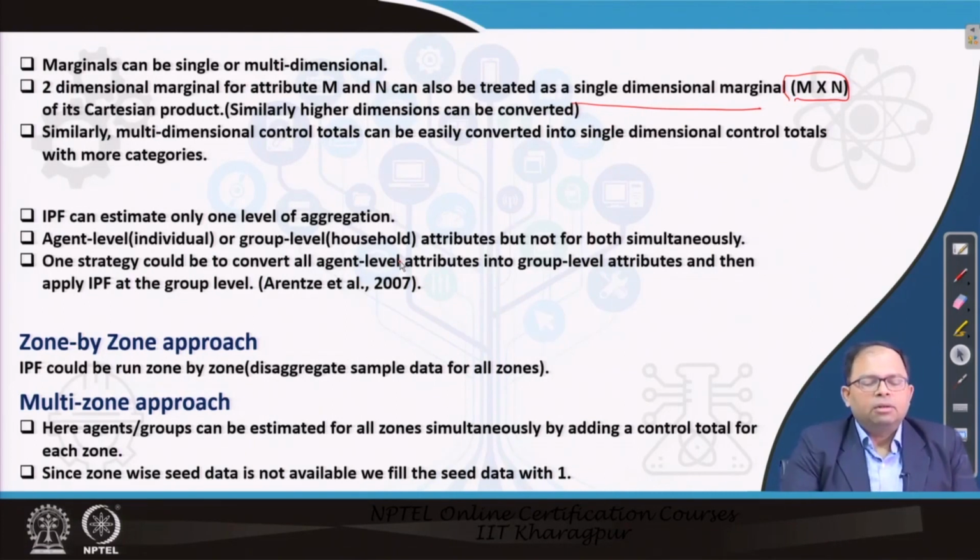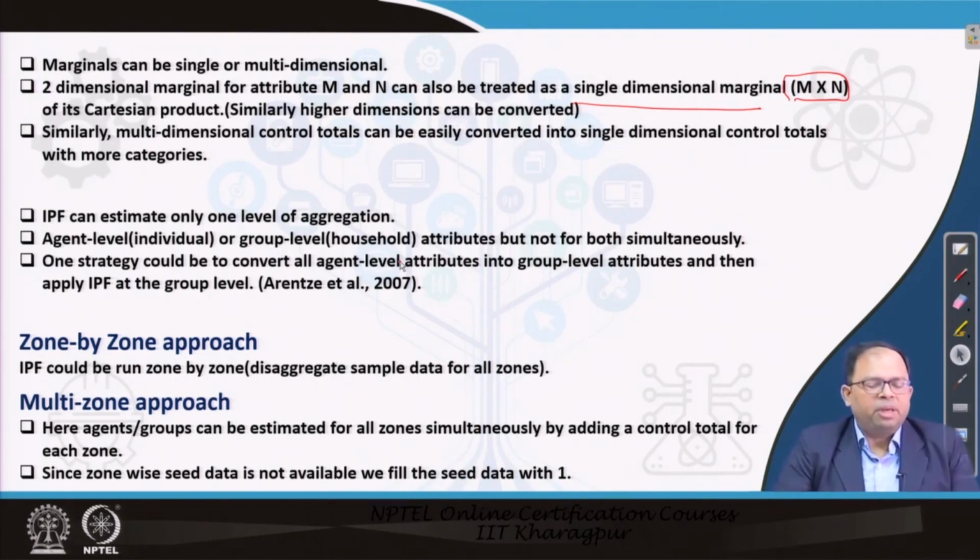One strategy could be to convert all agent level attributes into group level attributes and then apply IPF at the group level. So that means one strategy to overcome this problem is, we don't do it for the agent level, we only do it for the household level, and we first convert every individual into groups and make them into a certain number of households. Then we proportionately determine the households, and when the households are determined, automatically the number of agents in each group could be determined from the households itself.